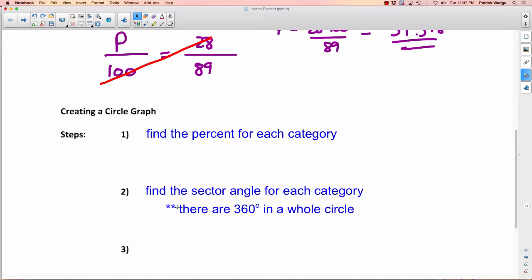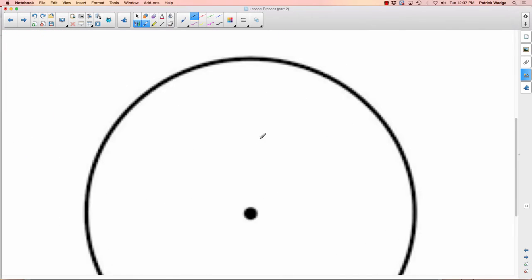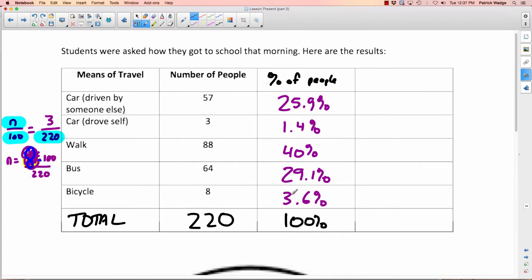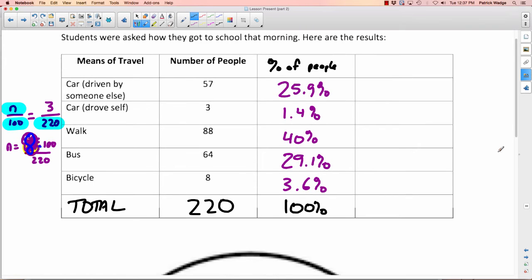Now we have to figure out the sector angle for each category. What's important here is you remember there are 360 degrees in a whole circle. So all the way around this circle is 360 degrees, and you have to figure out how much of the 360 degrees to make each one of these. Okay, so guess what we're going to do?